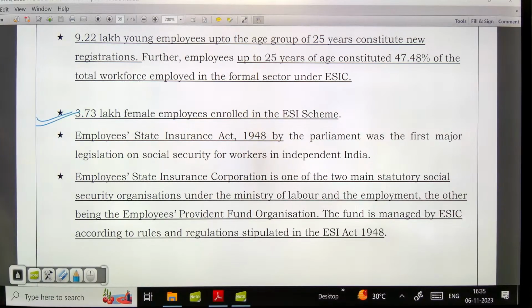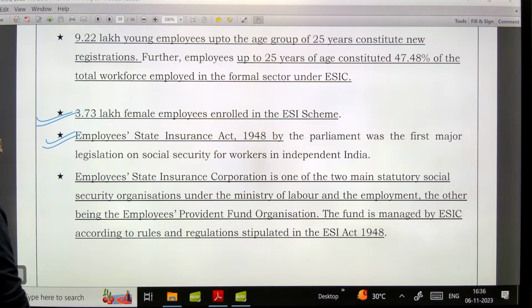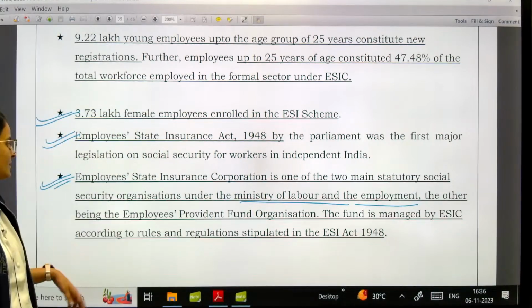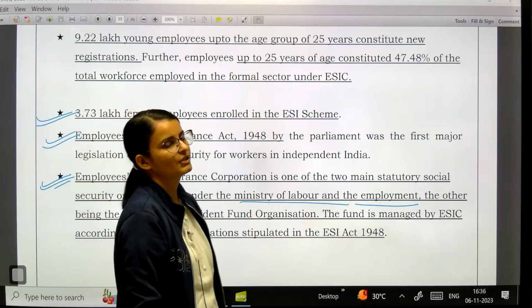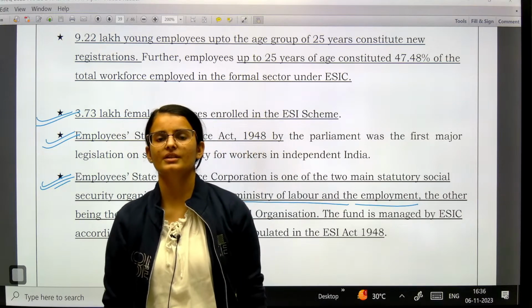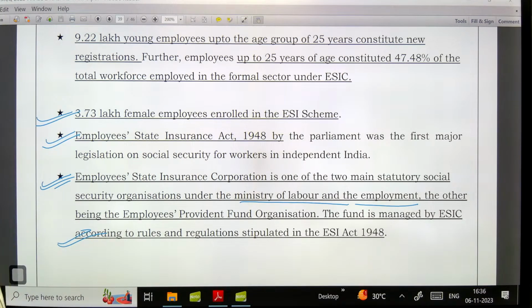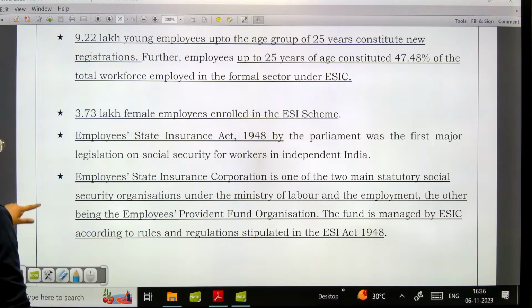Approximately 3.7 lakh are female employees enrolled in ESI. The Employee State Insurance Act 1948 by Parliament was the first major legislation on social security for workers in independent India, and the Employee State Insurance Corporation is one of the 2 main statutory social security organizations under the Ministry of Labour and Employment. The other is the Employees Provident Fund Organization. These 2 provide social security, and this was stipulated in the ESI Act 1948. So, just background about the ESI.